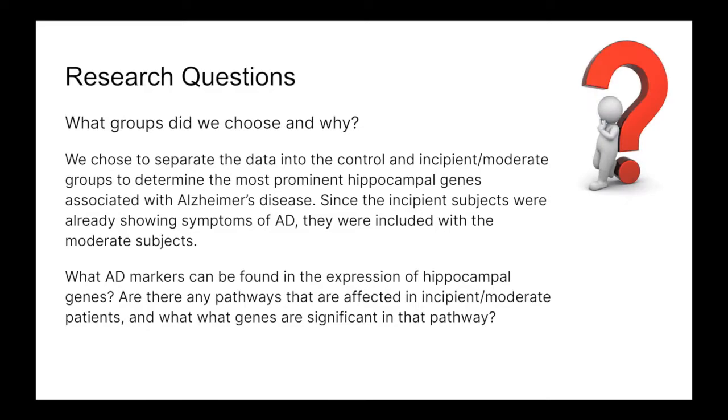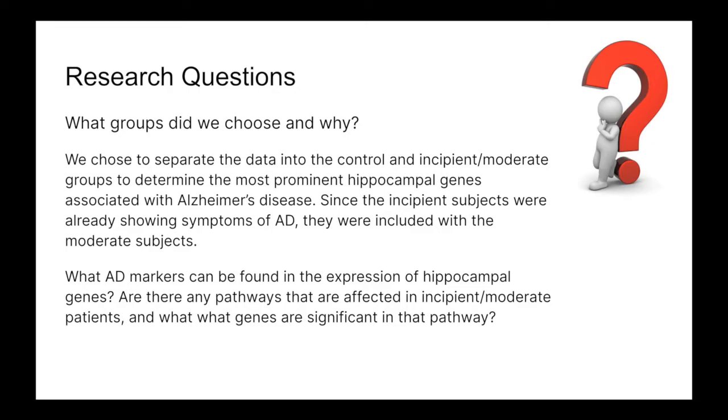So after considering the given data on hippocampal genes, we decided to separate the subjects into 2 groups instead of 3. Initially, the subjects were separated into control, moderate, and incipient, which means that their Alzheimer's was just beginning to emerge. We decided to group them into 2 groups, control and incipient/moderate, since these groups already started showing signs of Alzheimer's and will potentially have genes that are correlated with Alzheimer's.